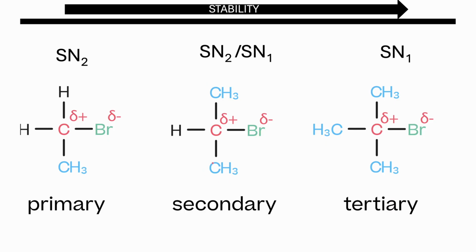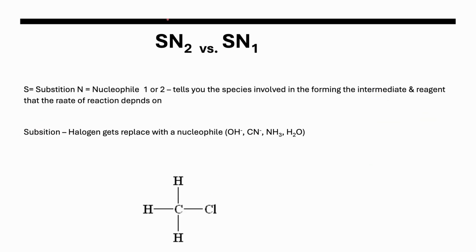This is influenced by your solvent, your nucleophile concentrations, and steric hindrance. In the case of your tertiary, these undergo your SN1 substitution. Primary undergoes your SN2. Now, in terms of what your SN1 and your SN2 means, your S stands for substitution because we are replacing your halogen with a nucleophile group. It could be your OH, your water molecule.